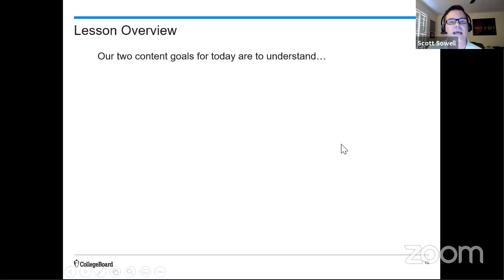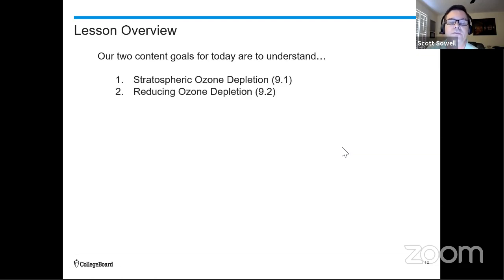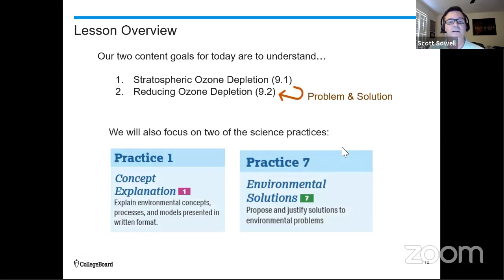So where are we going to go today? We've got two content goals for today. 9.1, what is stratospheric ozone depletion? Number 2, what do we do to reduce that problem, reducing ozone depletion? So nice pairing here. We've just got a problem and a solution. And so clearly we're going to practice practice number 7, environmental solutions, but also we're going to take a look at concept explanation, practice number 1.